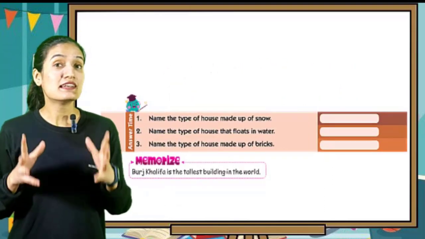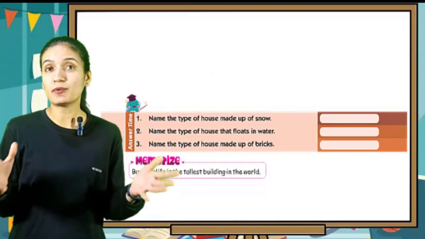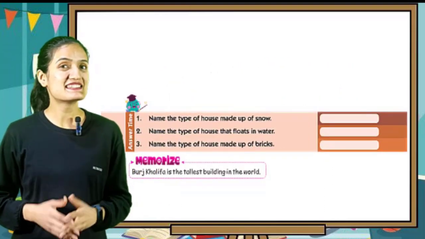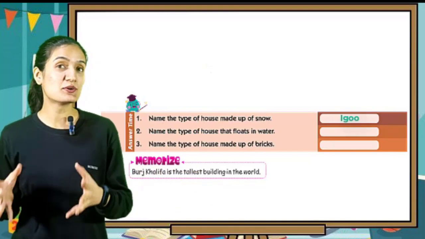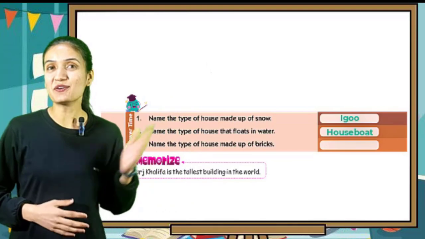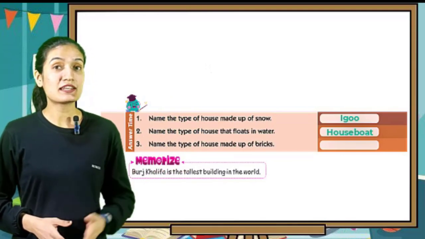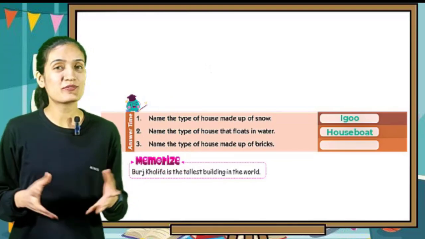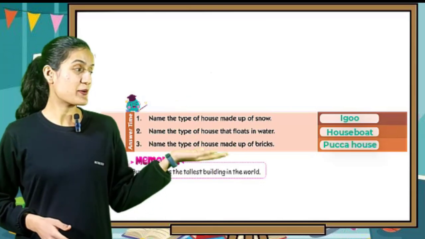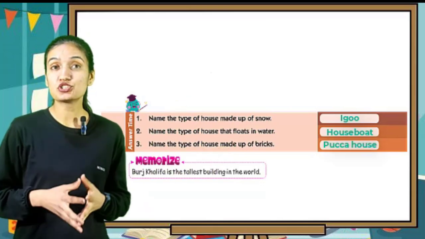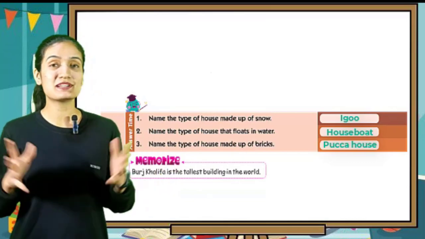Answer time. Name the type of house made up of snow. That is igloo. Name the type of house that floats in water. It is houseboat. Name the type of house made up of bricks. It is pakka house. Now memorize. Burj Khalifa is the tallest building in the world.